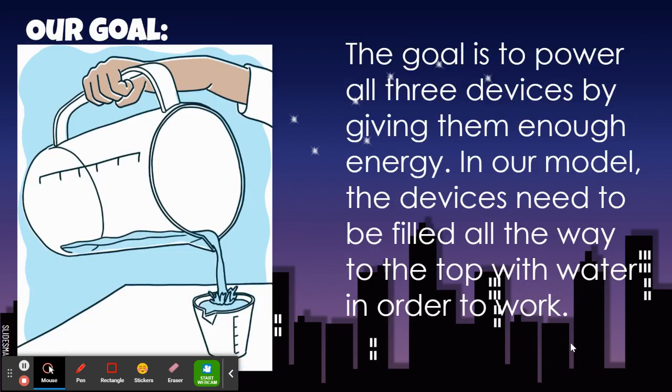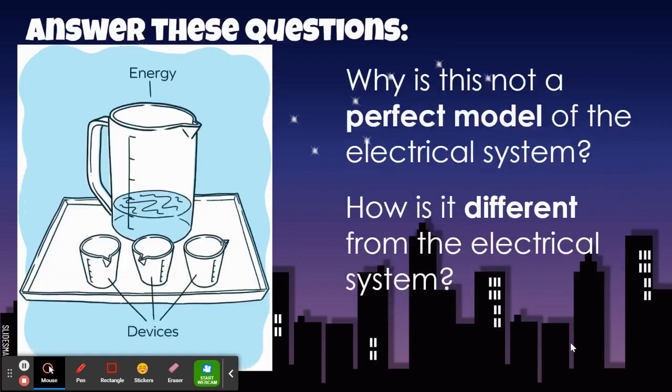All right, so you've taken time to try to answer these two questions. Go back to them, and let's see if we got the same thing. Here is why I believe it isn't a perfect model and why it's so different. First of all, there is more than one source of energy in a real electrical system. In our model, we only have one source of energy, the pitcher with the water.